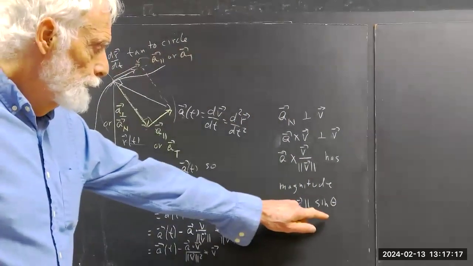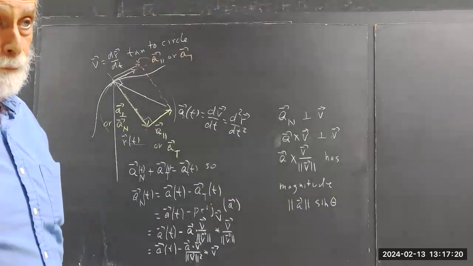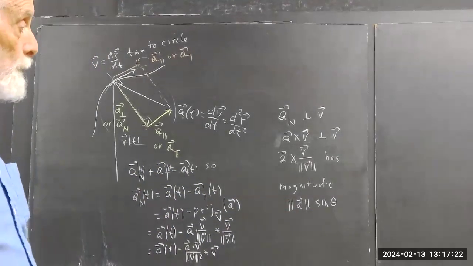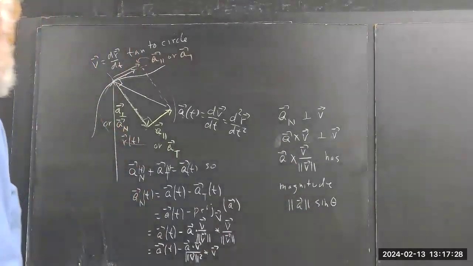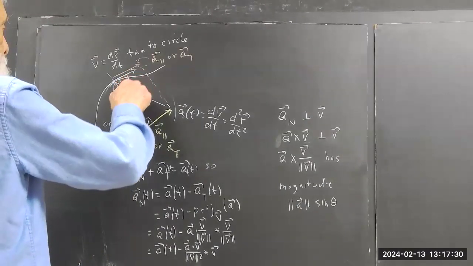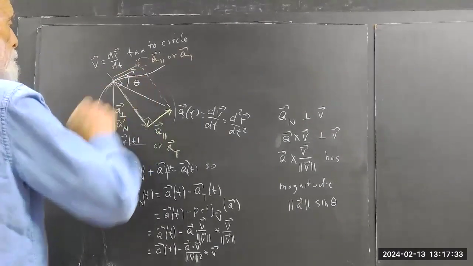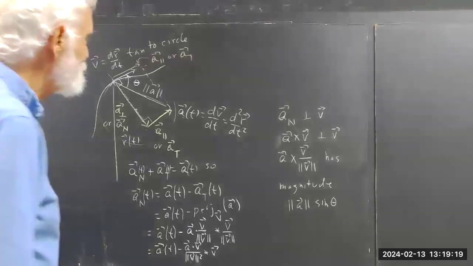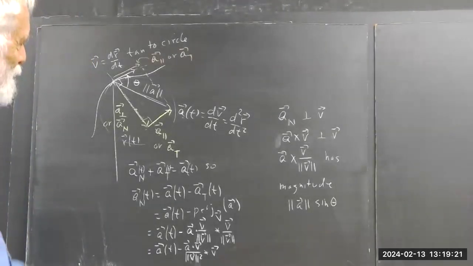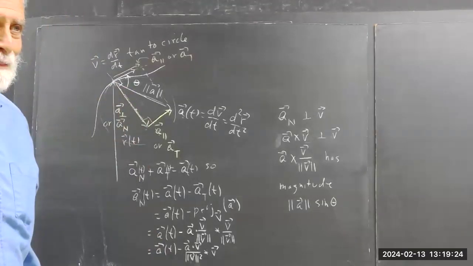That's the magnitude of A sine theta. Why? Well, theta is the angle between A and B, right? So we put it in our figure. Right here is theta. And where do you see A sine theta here? Okay, so we've got an answer. You have to do a projection of this on that and the other thing.